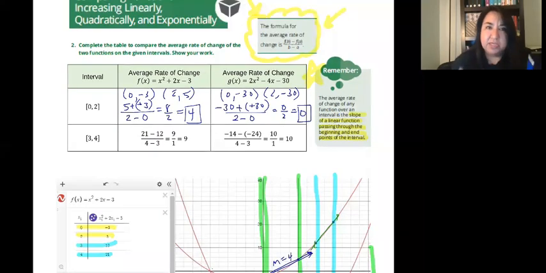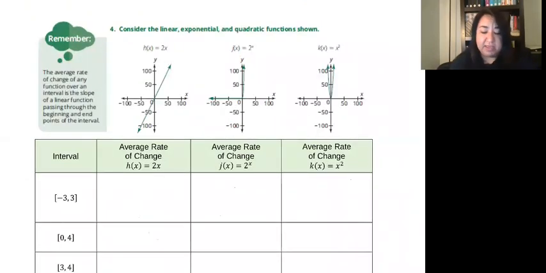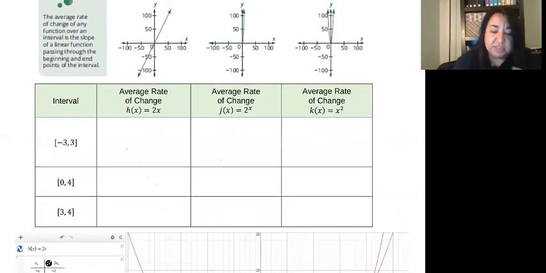So this particular method can also be applied if you're asked to compare different types of functions. So if I give you h of x equals 2x, which is a linear function, j of x equals 2 to the x, which is exponential, and k of x equals x squared, which is quadratic, and ask you to compare their average rates of change for different intervals, I'm going to use exactly the same idea of what I've just done. So the first interval says from -3 to 3.